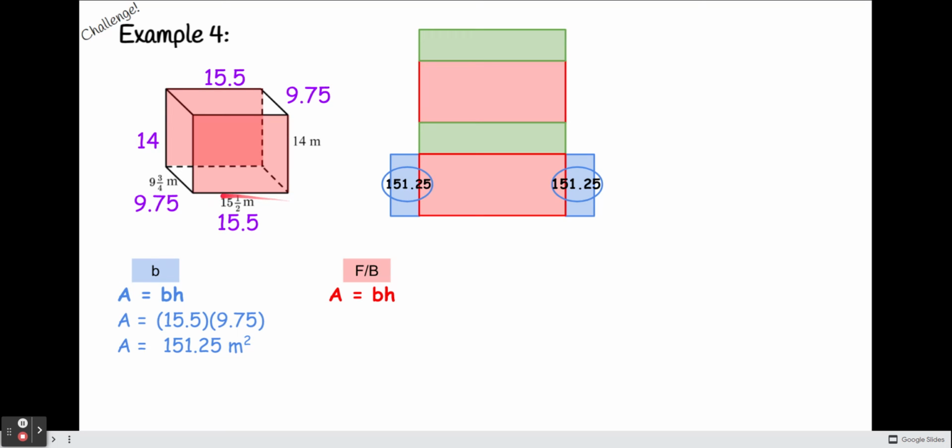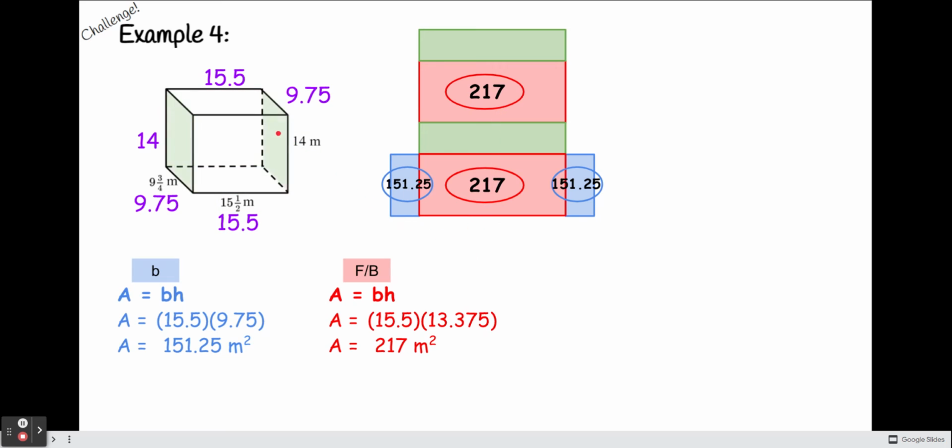Let's see, the base looks like it's 15.5, the height is 14, so 15.5 times... oops, that's a typo right there. I should just say 14. I don't know why I typed that. Anyways, it should be 15.5 times 14, which, let me make sure, is 217. This right here is just a typo, so ignore that, write 14 instead.